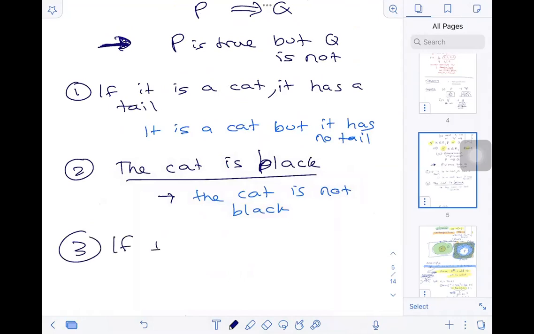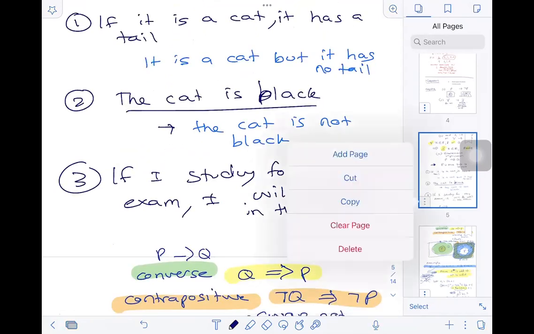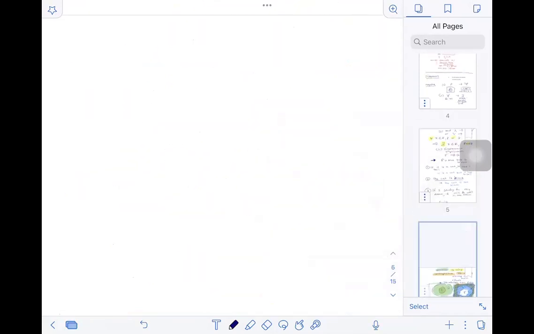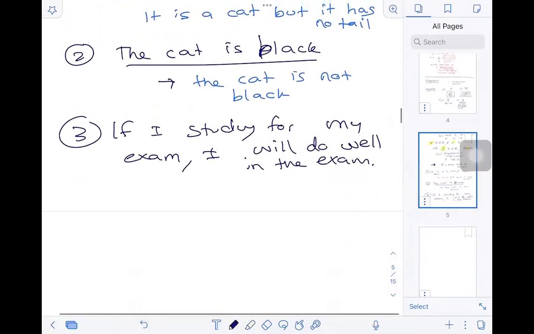What about if I study for my exam, I will do well in the exam. Okay, so we'll look at a few different things for this. So if I've got that, let's just focus on that.